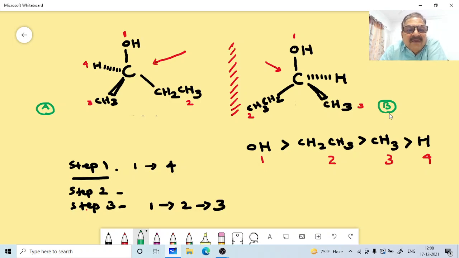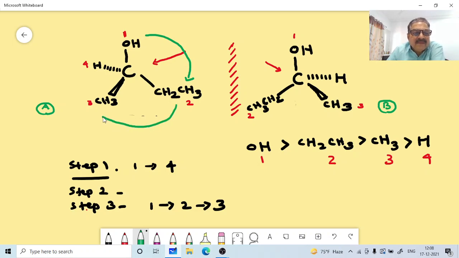Now how will you do that? Tracing a circle means a circle is to be traced here, just like the steering wheel of a car. What is the direction here? You trace the circle from priority group 1 to 2 to 3, because 4 is not considered, as it is behind the plane of the page. Now the circle is drawn, and this circle is in the clockwise direction.